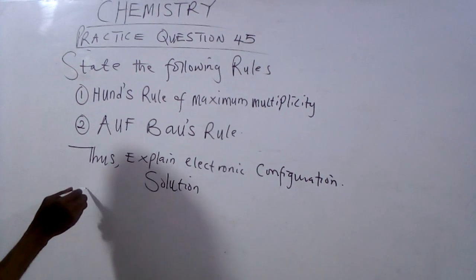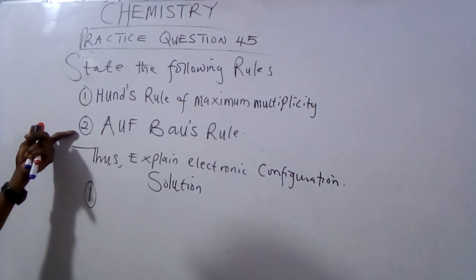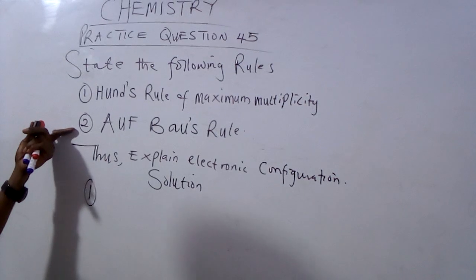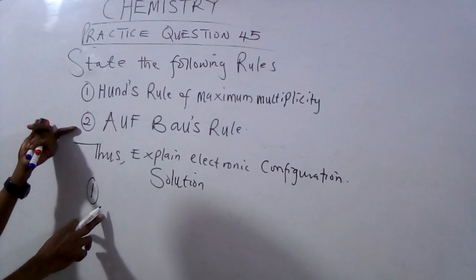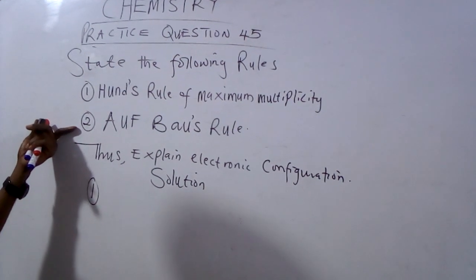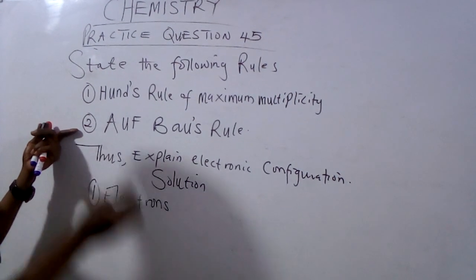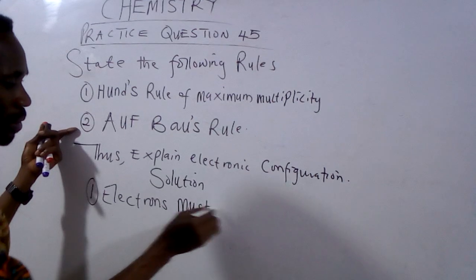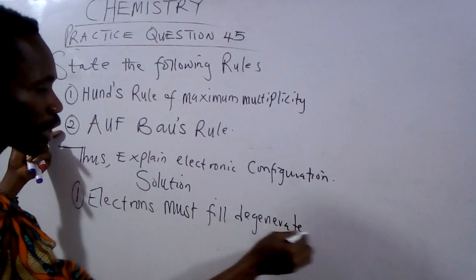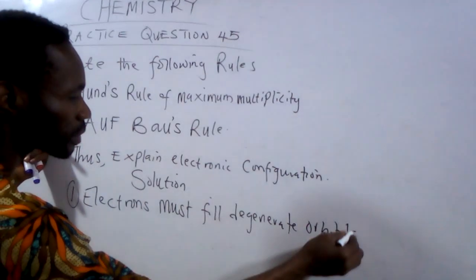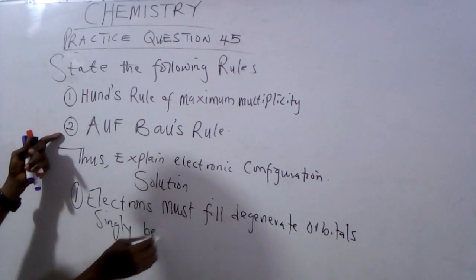Let's take a look at Hund's rule. Both Hund's rule and Aufbau's rule are rules used in filling electrons into the electronic blocks of an orbital. So let's start with Hund's rule. What is the statement of Hund's rule? It states that electrons must fill degenerate orbitals singly before pairing.